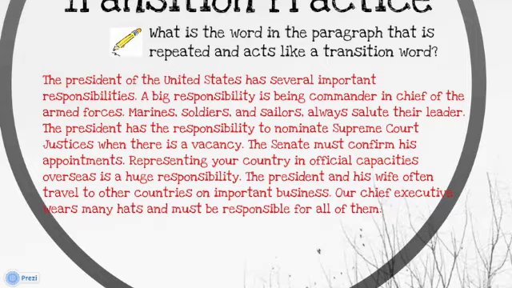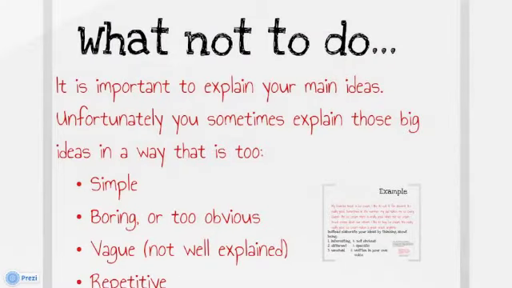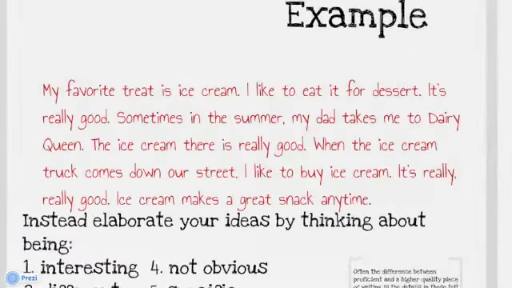So again, go back through that paragraph and look for the one word that's repeated in almost every sentence that acts as a transition word, just to get an idea of different ways that you can use words for transitions. Now, what not to do. It's really important to explain your main ideas, but sometimes you can explain those in a way that's too simple, boring, vague, even repetitive. Here's an example.